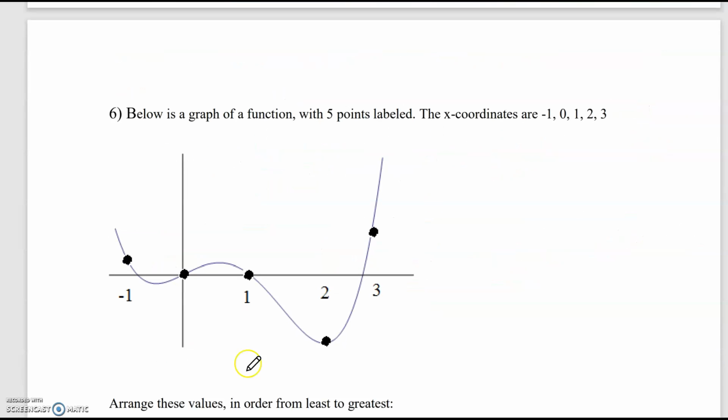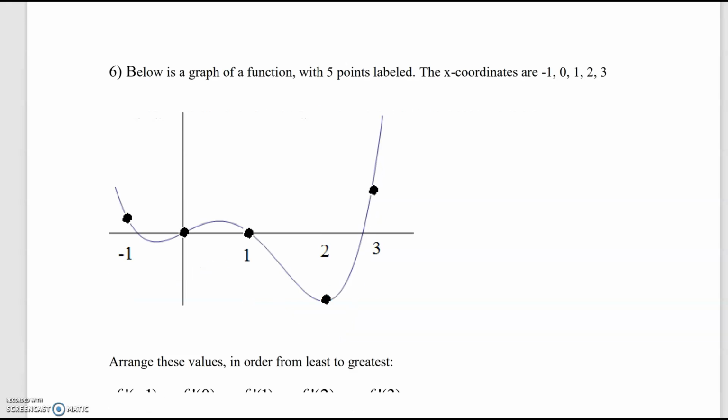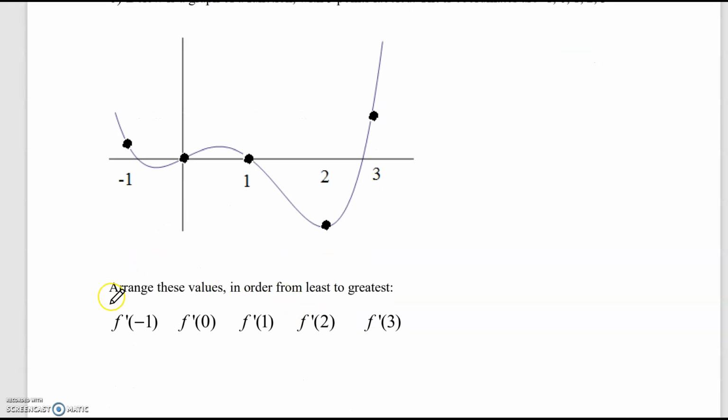Question 6. Okay, so for this one, you have to arrange the values in order, but these are all derivatives. It's f prime of negative 1. So you look at, here's negative 1. It's negative. Let's just say negative 2. F prime of 0 is positive, like positive 1/2. F prime of 1 is negative, not as steep as over here, though. Like you can say negative 1.